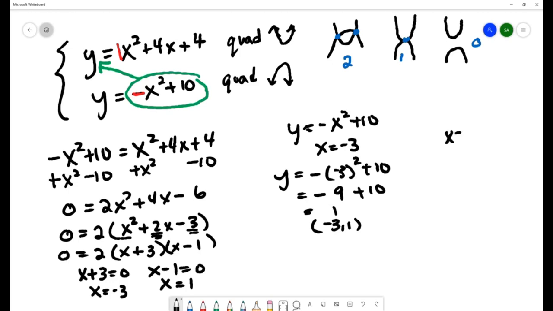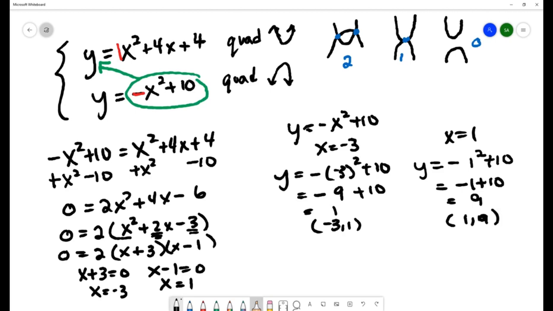And then if x is equal to 1, I would have y equals negative 1 squared plus 10. That's negative 1 plus 10, which is 9. So the other solution would be 1, 9. So this system would have two solutions, negative 3, 1 and 1, 9.